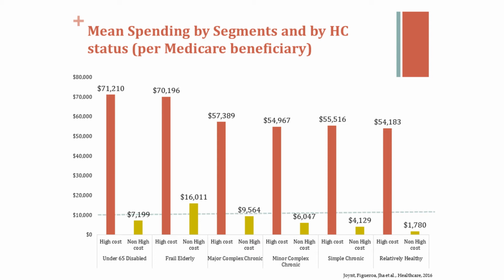But there's a signal, though, to suggest that if you're non-elderly disabled or a frail elder, you spend about $15,000 more than other high-cost patients in the other groups. And then when you compare it to non-high-cost patients, you can see that there's a significant difference between the 2 groups.